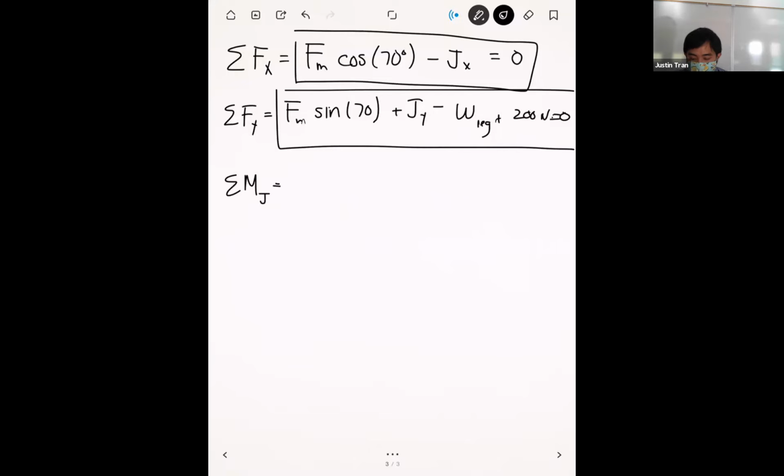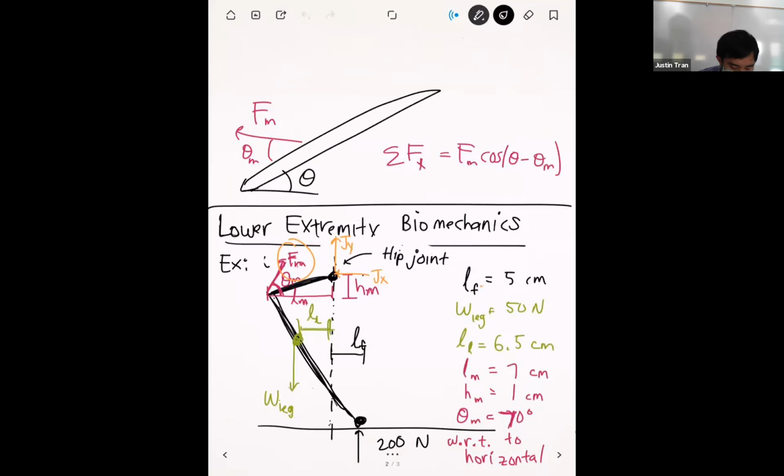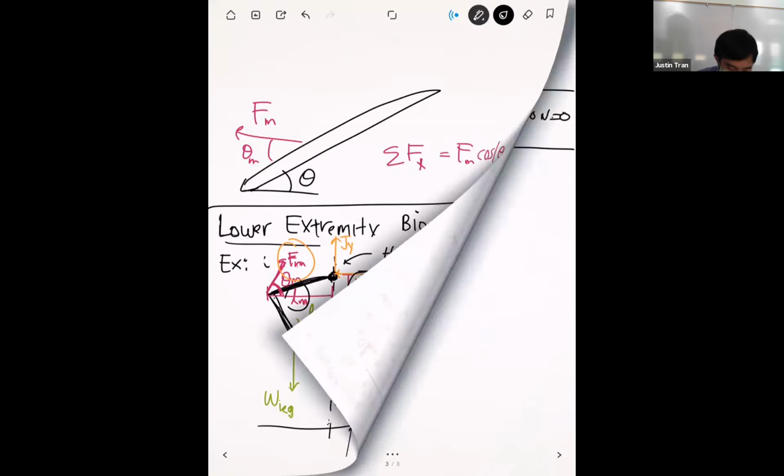Then we have the sum of the moments around the joint. Just like all the homework problems, this is going to be the first equation that we can actually solve because it's only going to involve one unknown. Here you have to be a little bit careful though, because our muscle force is offset a little bit, and so we have both LM and HM. We have to consider both contributions, the X and Y components of FM, inside the moment equation.